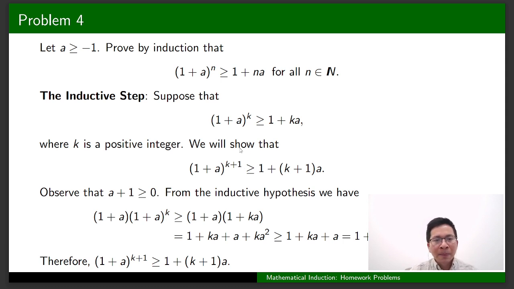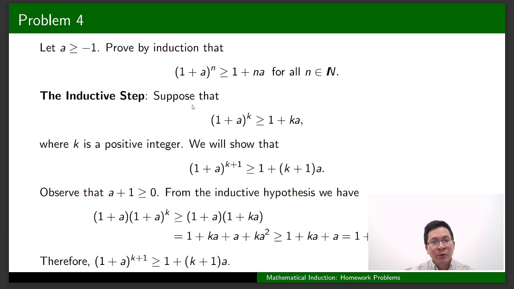Okay, so it is quite simple, because 1 plus a to the k plus 1 is nothing but 1 plus a times 1 plus a to the k. That's a very important observation. Okay, this is similar to what we did before. Something to the power of k plus 1 is something times something to the k. Okay, and another observation is a is greater than or equal to minus 1. So you move 1 to the left, or you add 1 to both sides. You see that a plus 1 is greater than or equal to 0. Okay, so this is true.